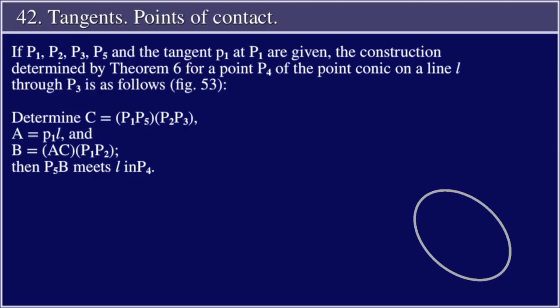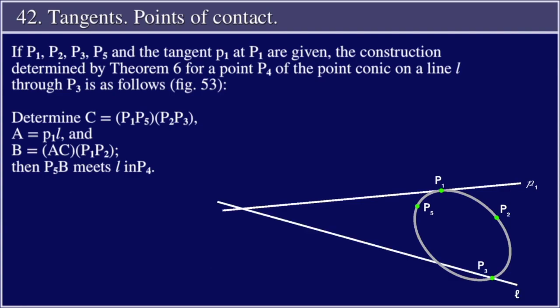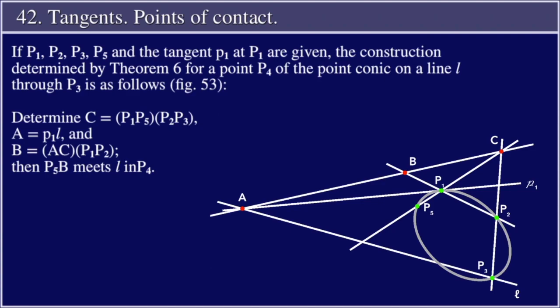If P1, P2, P3, P5, and the tangent P1 at P1 are given, the construction determined by Theorem 6 for a point P4 of the point conic on a line L through P3 is as follows. Figure 53. Determine C equal to P1, P5, P2, P3, A equal to P1L, and B equal to AC P1, P2. Then P5B meets L in P4.